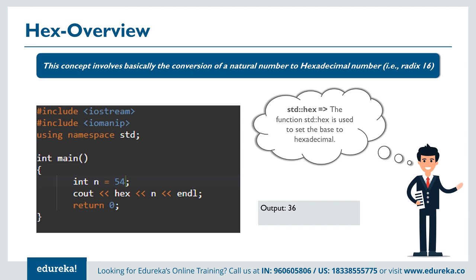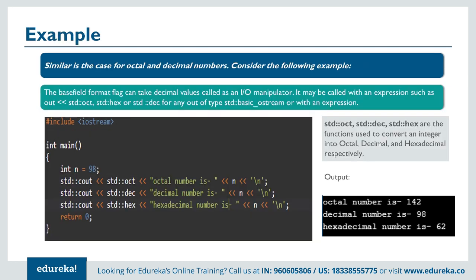Like hex, we have methods for finding octal, decimal, and hex numbers. Decimal will represent the decimal number, which comes out the same. Consider the following: you have octal, hex, decimal. This is a decimal number to the base 10. Now if I represent octal, it will be the value 142, decimal will remain the same, and then hex will become 62.